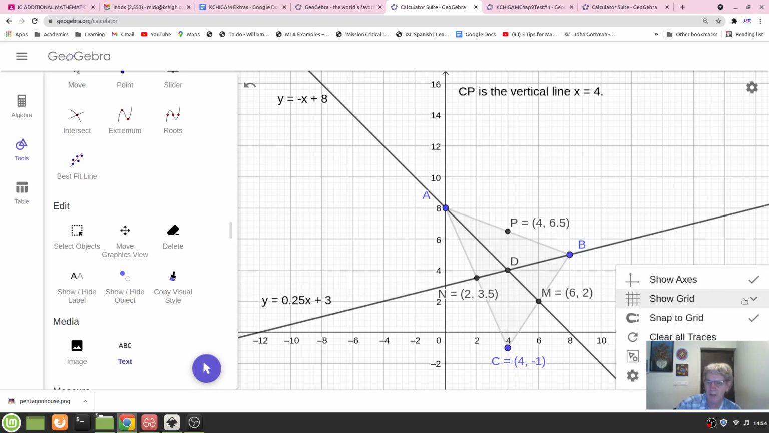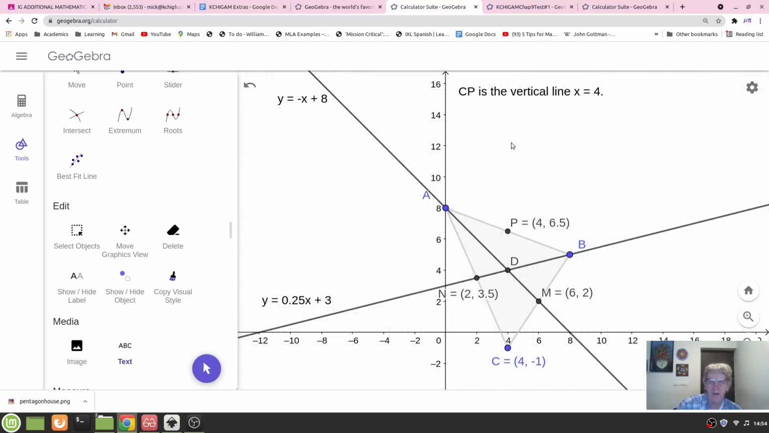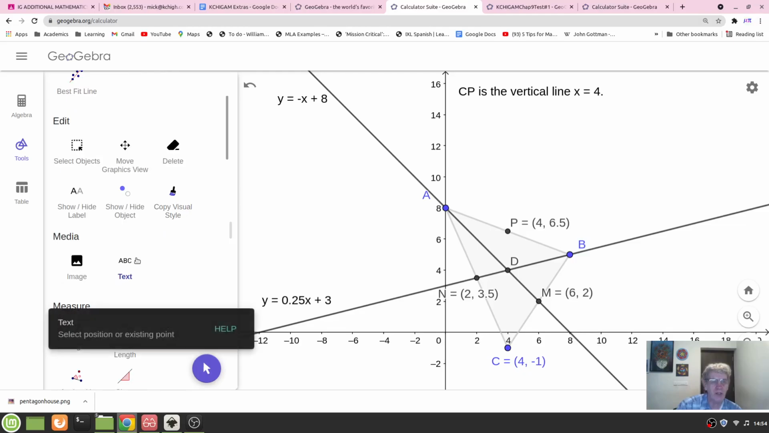By the way, I'm getting rid of this grid. The grid's not helping, okay? CP is the vertical line, x equals 4. There it is. And the coordinates, let's just write it this way. How do I get the coordinates of D?